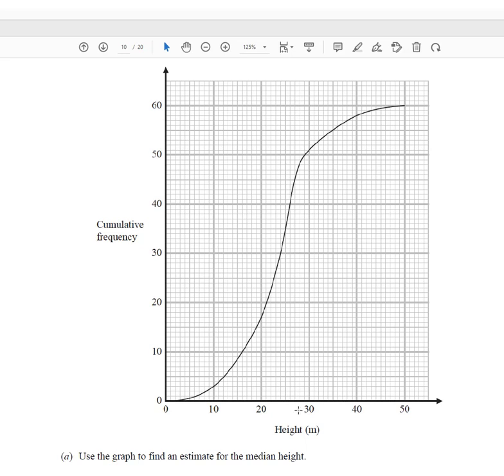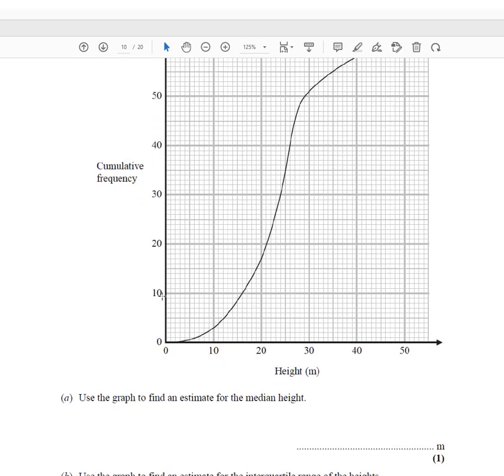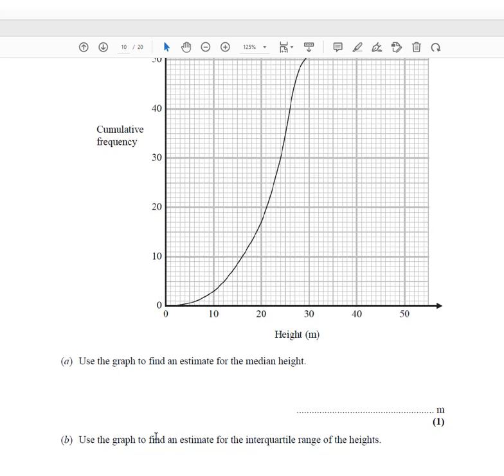Okay, so half of 60, because it's the median, that's the halfway mark. Read across to the line, read down, and say thank you very much for how many marks? Nice, easy mark.